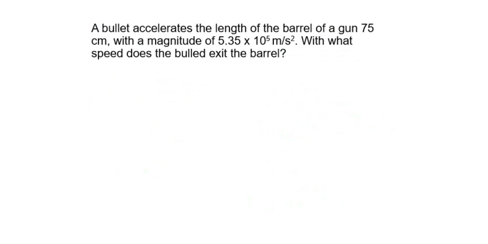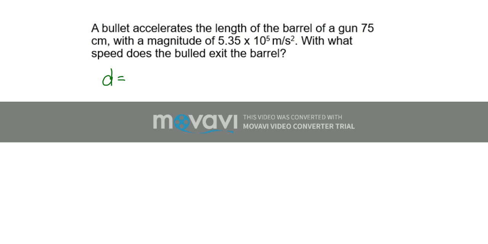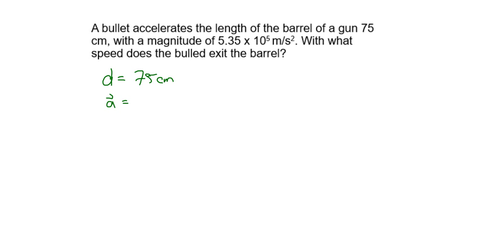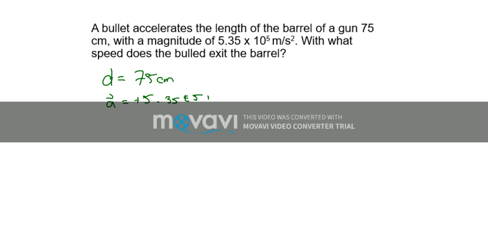We've got a bullet accelerating the length of a barrel of a gun 75 centimeters. Well, to me, that screams that's a distance or displacement, 75 centimeters. We have a magnitude, and I believe that that's still referring to its acceleration. And this time it's speeding up, so we're going to use a positive 5.35 E5 meters per second squared, right? So there's that one. That's the acceleration.